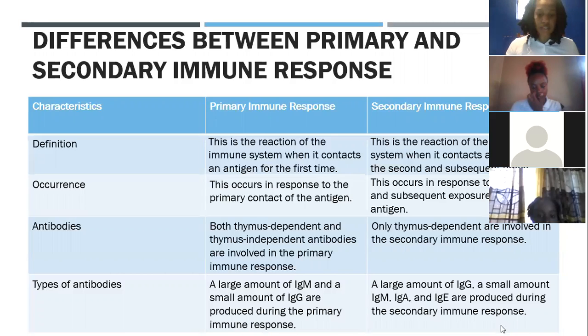For the antibodies, in primary immune response, both thymus-dependent and thymus-independent antibodies are involved, while for the secondary, only thymus-dependent are involved. For the types of antibodies, in the primary immune response, a large amount of IgM and a small amount of IgG are present, while for the secondary immune response, a large amount of IgG and a small amount of IgM, IgA, and IgE are produced during this response.